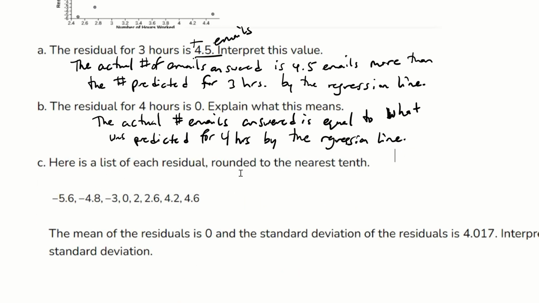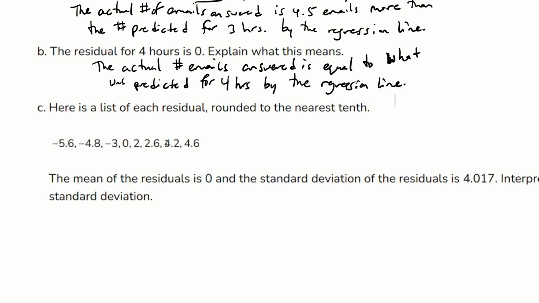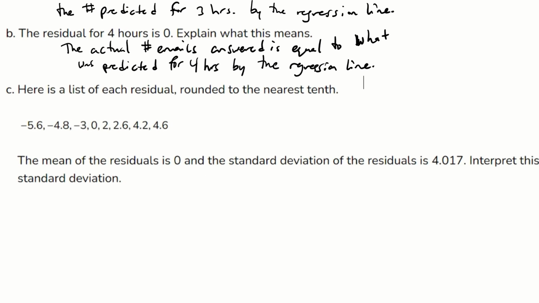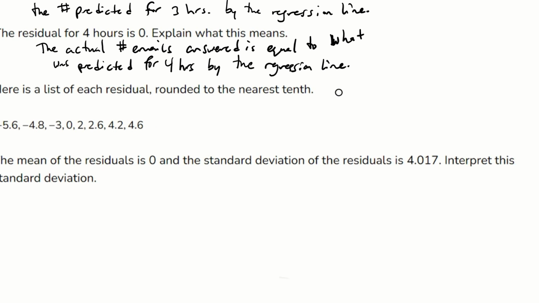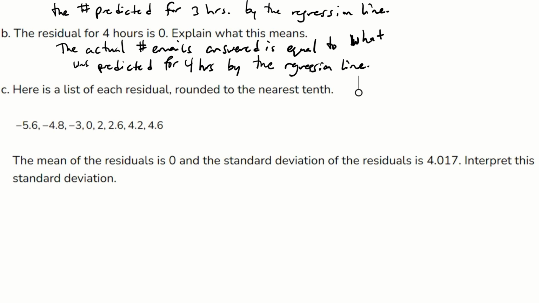Okay, here's a list of each residual rounded to the nearest tenth. So we have 8 residuals for the data points. The mean of the residuals is 0, and the standard deviation of the residuals is 4.017. Interpret this standard deviation. So, standard deviation of residuals, what is that? It's essentially the average residual, meaning the average distance between what we predicted and what was actually occurring, right? That's what it tells us: the residuals vary by X amount from the prediction.